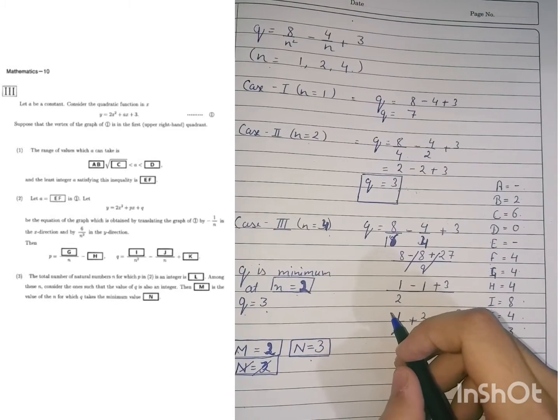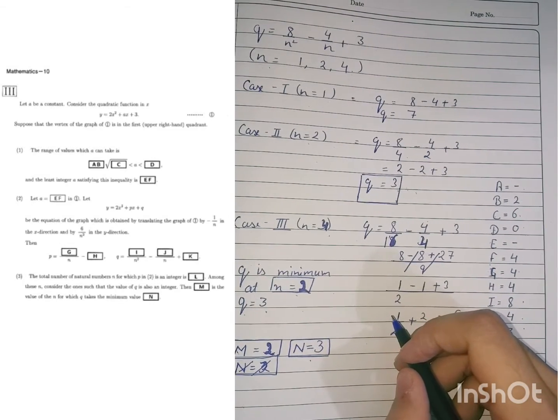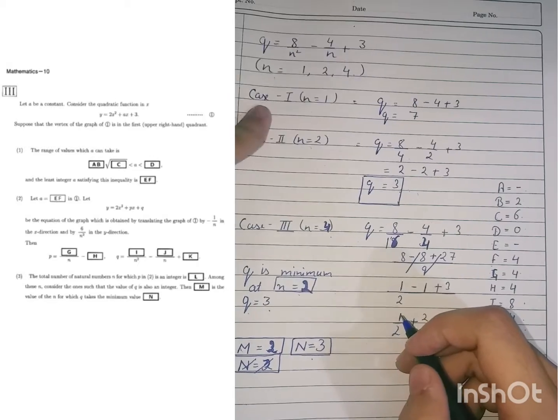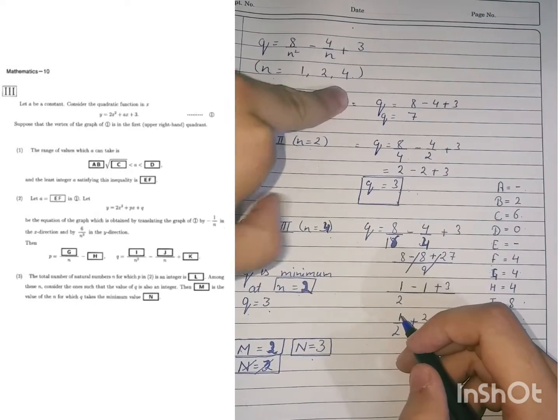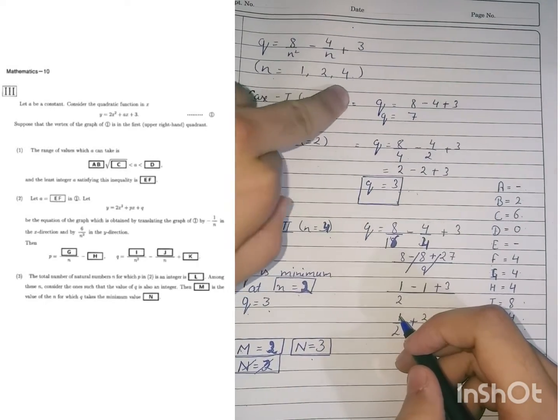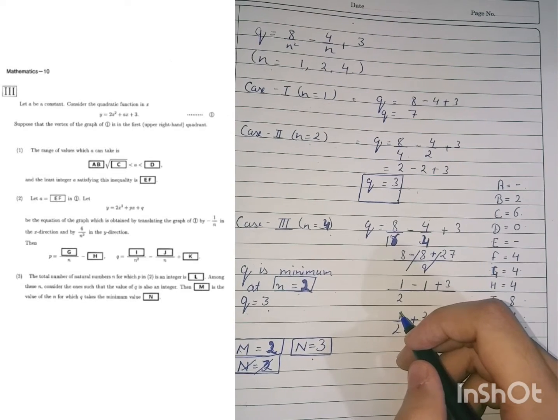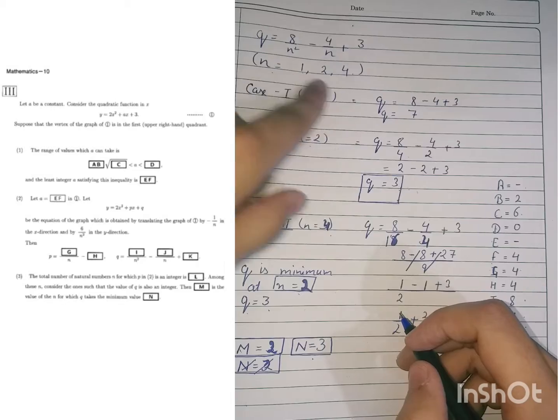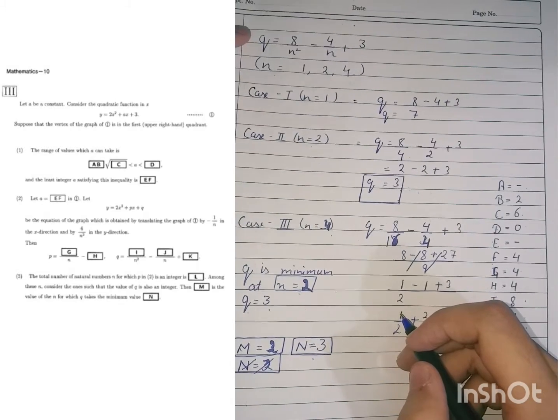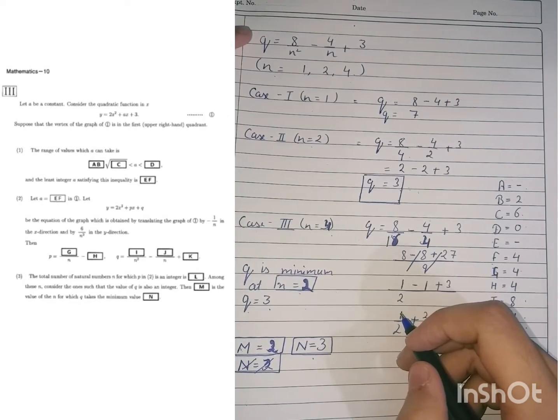Now we are to apply this same on the q. We have got our n, 1, 2 and 4. These are the 3 natural numbers by which we got p an integer. So the same we have to apply on the q, that these 3 natural numbers we have to put in q to get an integer.